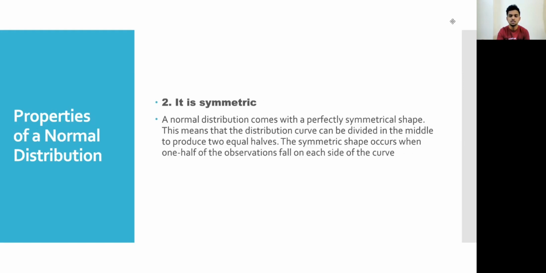Symmetric. Second property. The normal distribution comes up with a perfectly symmetrical shape. This means that the distribution curve can be divided in the middle to produce two equal halves. The symmetric shape occurs when half of the observations fall on each side of the curve.